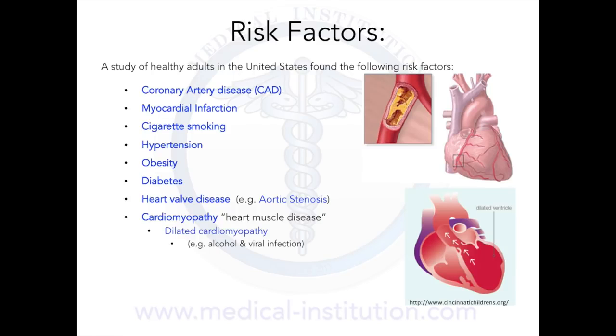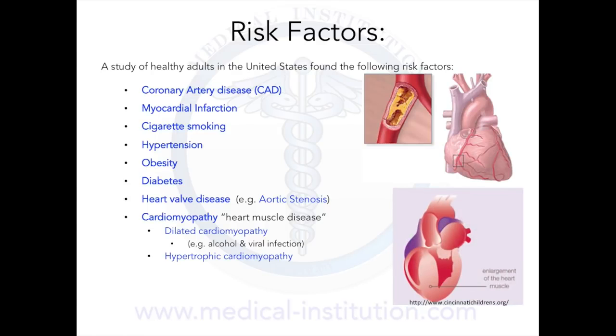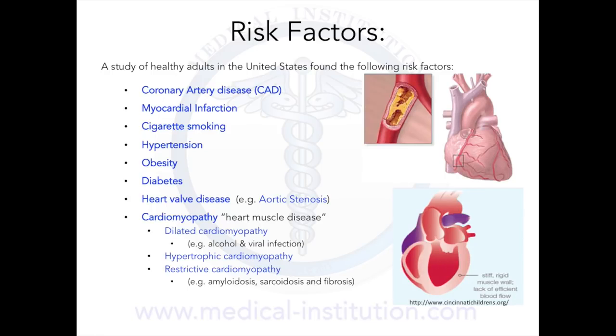For example, dilated cardiomyopathy, in which the heart's ability to pump blood is decreased because the heart's main pumping chamber, the left ventricle, is enlarged, and is associated with alcohol and viral infection. Hypertrophic cardiomyopathy, which is associated with thickening of the heart muscle, most commonly at the septum between the right and the left ventricle. Restrictive cardiomyopathy, which is a condition in which the walls of the heart are abnormally rigid and lack flexibility to expand as the ventricle fills with blood, and it's associated with amyloidosis, sarcoidosis and fibrosis.